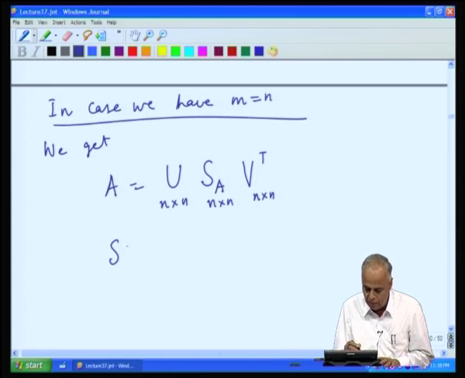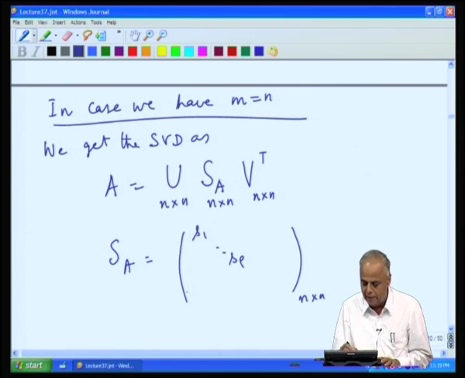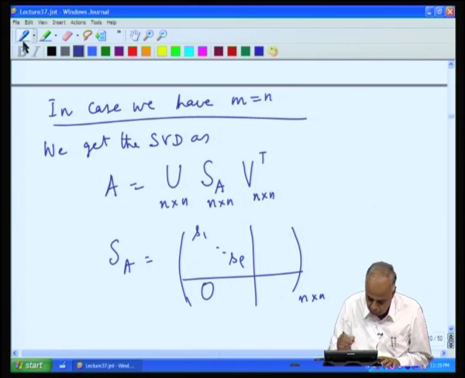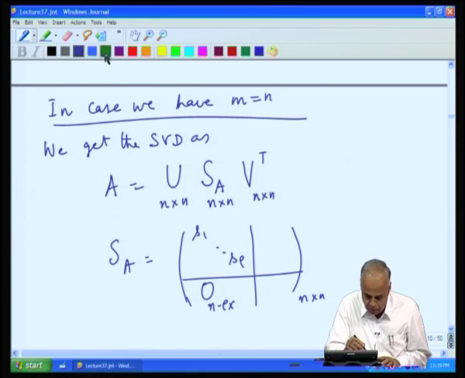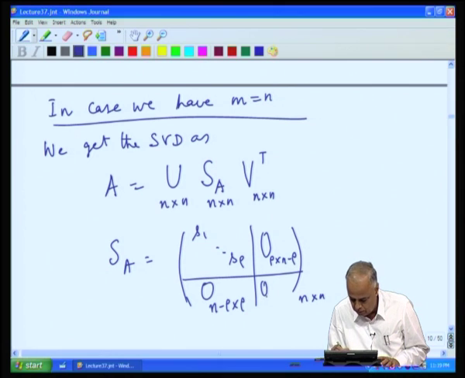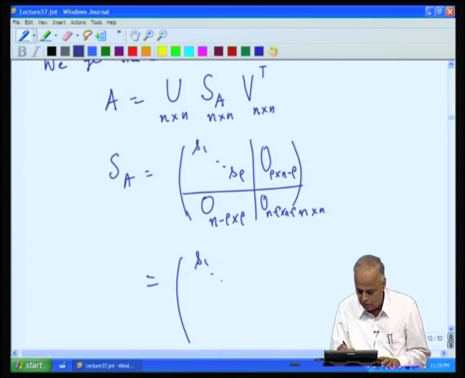Now, how does S A look? We get the SVD as the singular value decomposition. S A is now an n by n matrix. It has S1, S2, up to S rho along the diagonal and all the others are 0. The remaining number of rows is n minus rho, and the remaining columns is n minus rho, which simply means it is the diagonal matrix S1, S2, S rho, and all the other entries are 0.